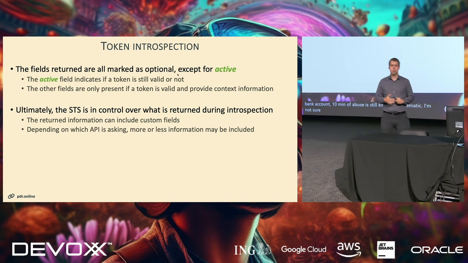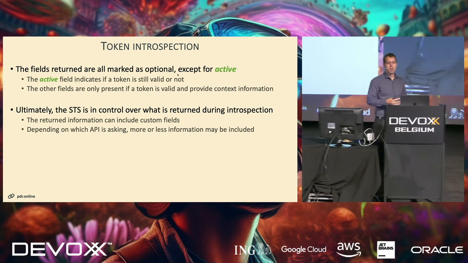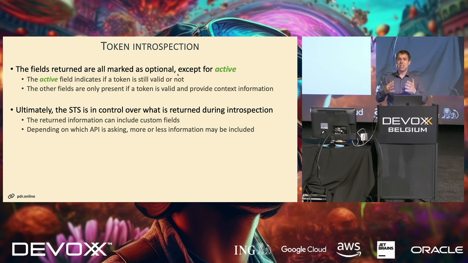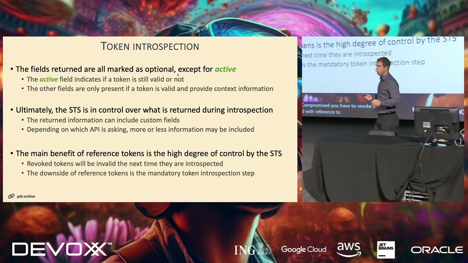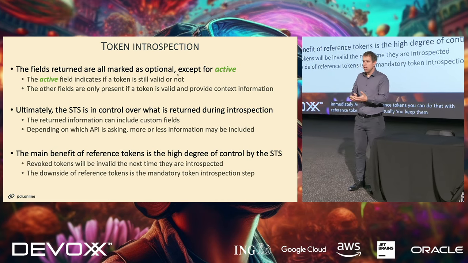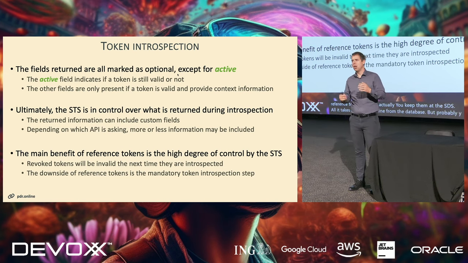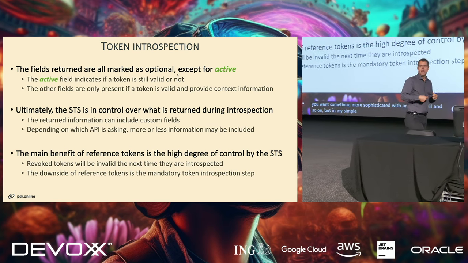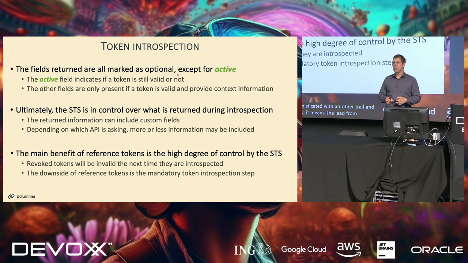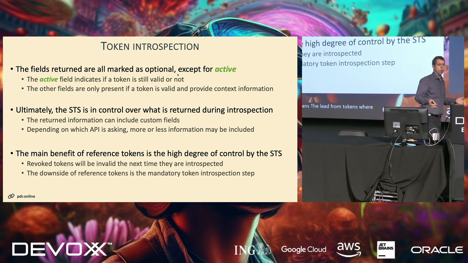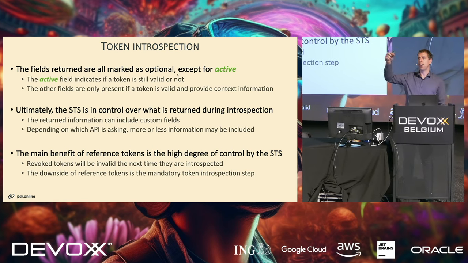I'm not sure what kind of bank you're running, but in most banks, this would be problematic. So what you might want to do is, in case a token is compromised, revoke it immediately. And with reference tokens, you can do that, because you keep them at the STS. All it takes is dropping a line from the database. Well, probably you want something more sophisticated with an audit trail and so on. But in my simplistic view, it means delete from tokens where access token equals this. Bam. The token is no longer valid. And the next time a request comes in to wire 2 million to Nigeria, the STS is going to be like, I don't know what the token means. Invalid. Active false, and off you go. That's the benefit of reference tokens.